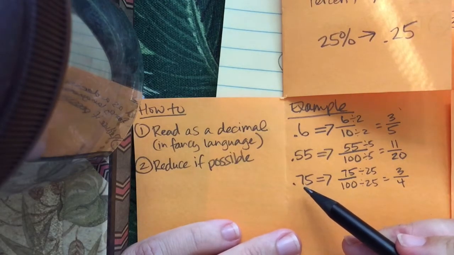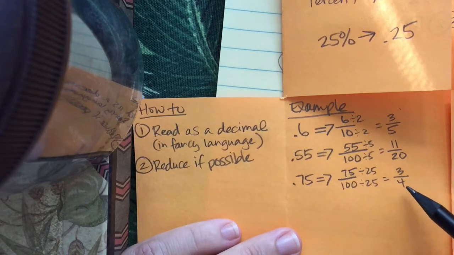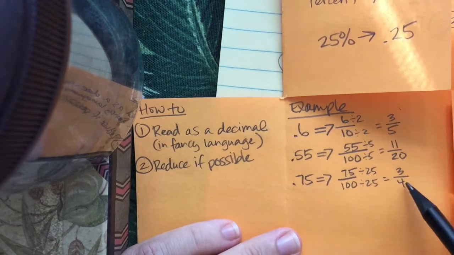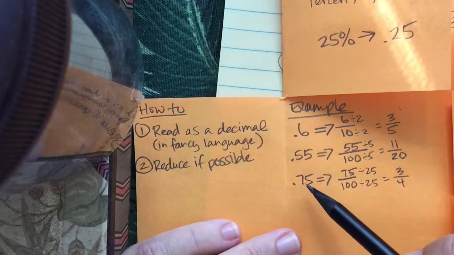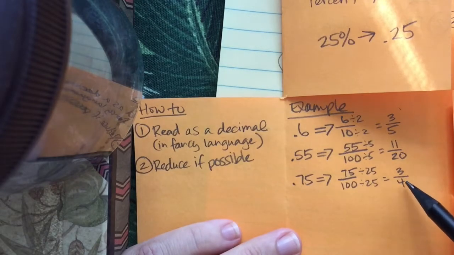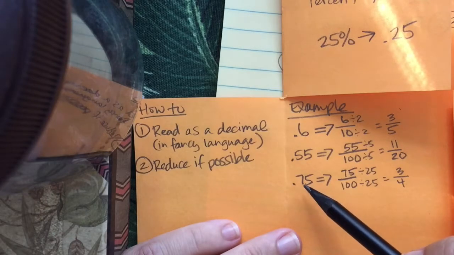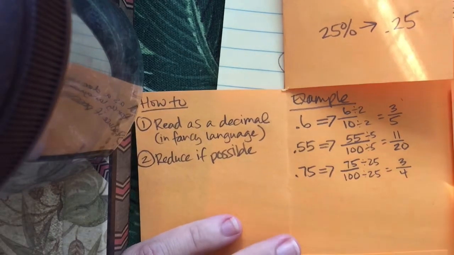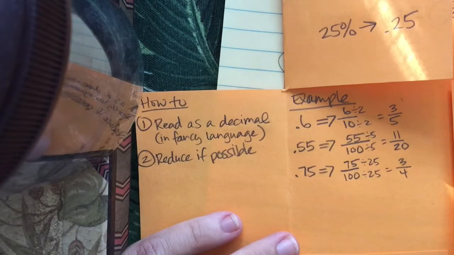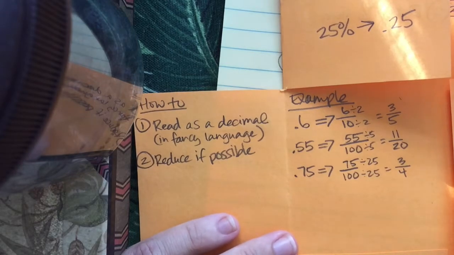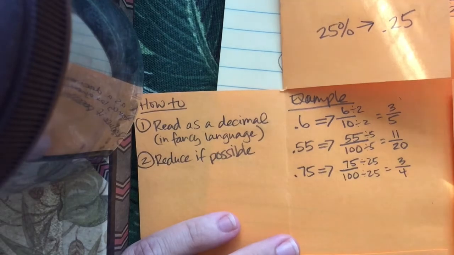So 0.75 would get reduced to 3/4. And we should know this one automatically. Remember we talked about dealing with quarters. If you have 3/4, you have 75 cents. So I would get in the habit of just knowing that one from memory. And I'm going to give you a list of equivalents that you should get into memorizing for your own benefit. It will just make computation faster.